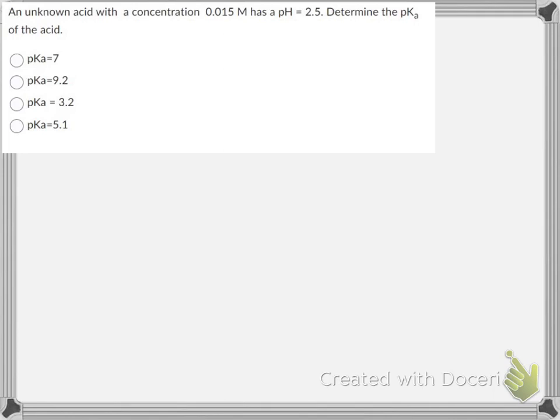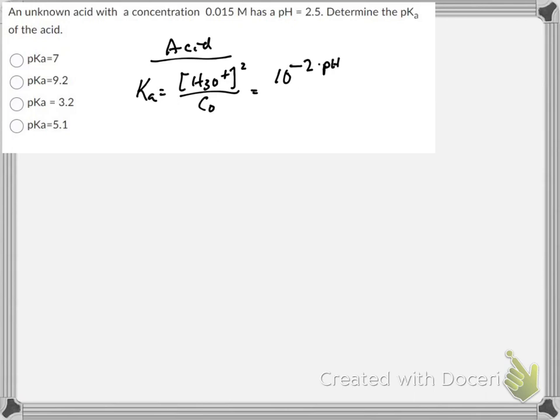An unknown acid with a concentration of 0.015 molar has a pH equal to 2.5. Determine pKa. Right, so now we're going to summarize all the equations from Unit 6, Module 2. We obtain this equation by using ICE tables. Now, hydronium is rarely given. We usually have the pH, so we can put this in the form of pH. That would be 10 to the minus 2 times pH. It's 2 because of the square. When you're doing logarithms and powers, we can include it this way, all over C0.